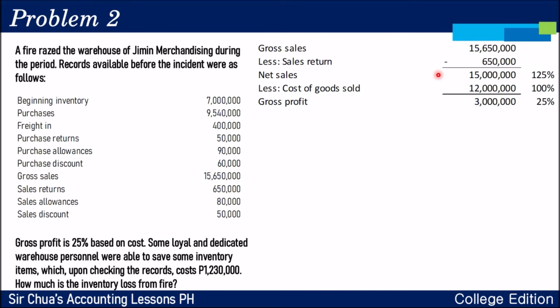Okay? Now, ang sabi po sa atin, the gross profit is 25% based on cost. So, ang 100% po natin is nasa cost of goods sold. Automatically, your net sales is 125%.